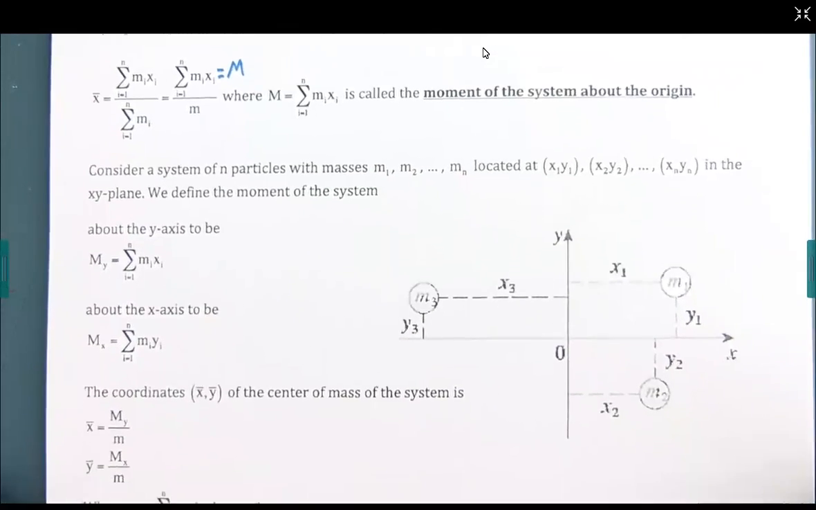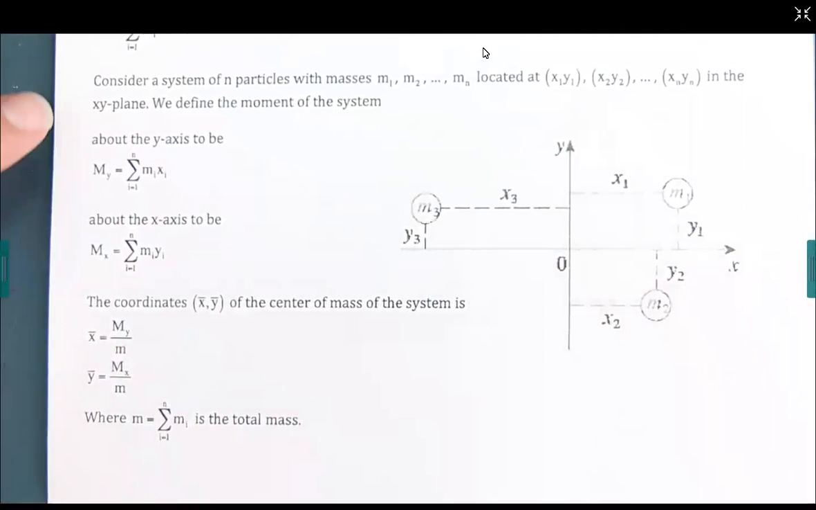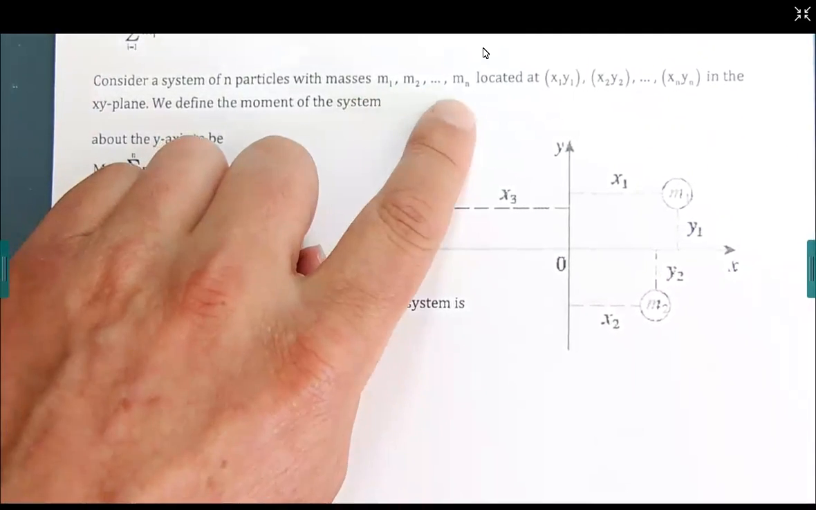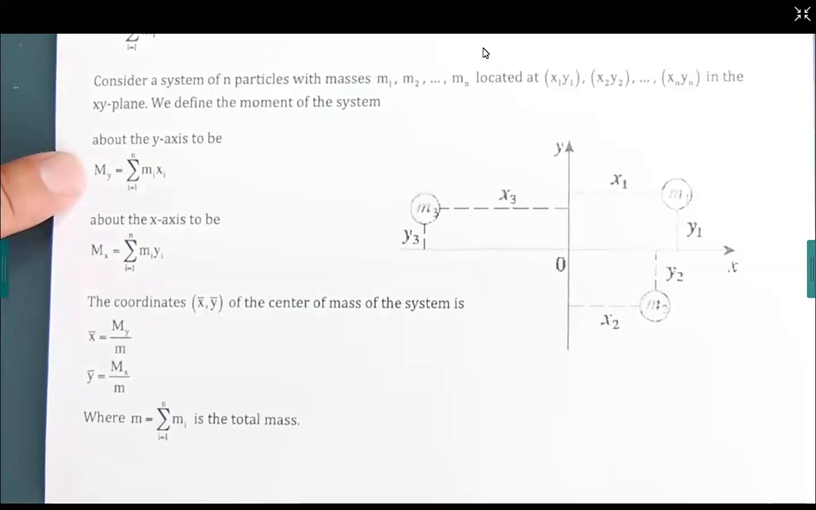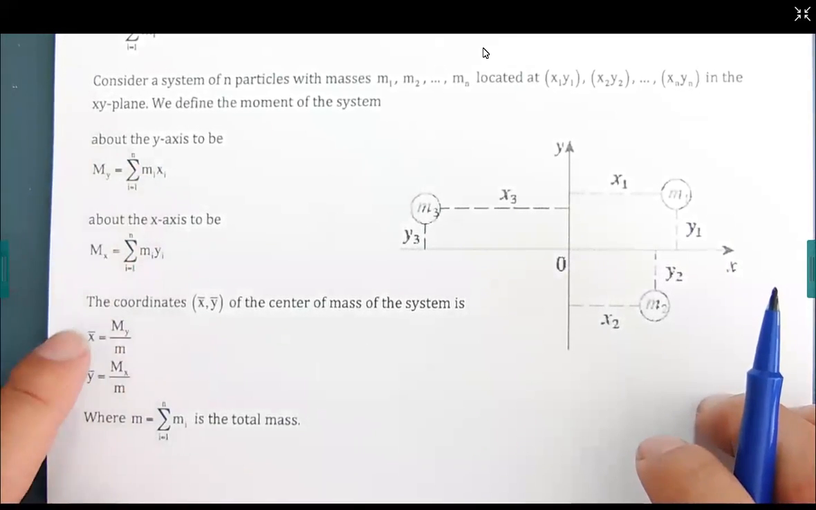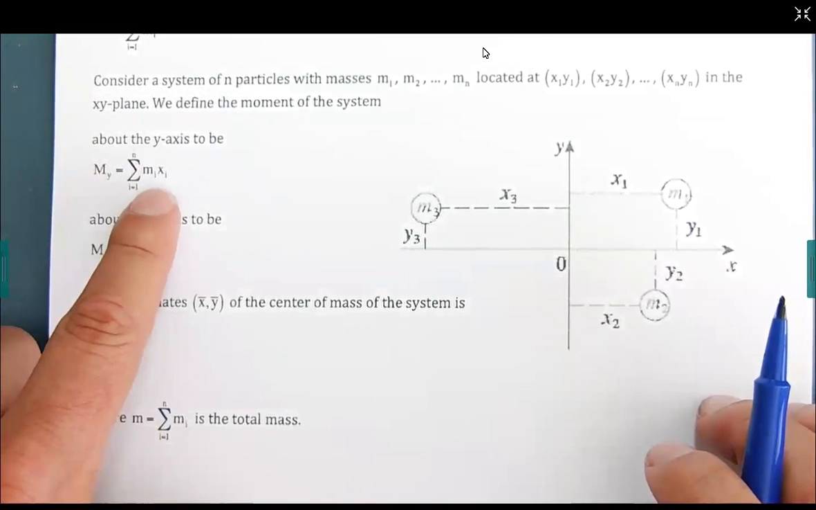In 2 dimensions, it gets a little bit more complicated. So we're going to consider n particles, each with its own mass, and they're located now at an xy coordinate system. So now we have 2 systems going on here. We have an x direction and we have a y direction. And what we're going to end up with here is our moments. Now, this might look a little bit weird. We're going to define the moment about the x or the y-axis, and we're adding up the x pieces.